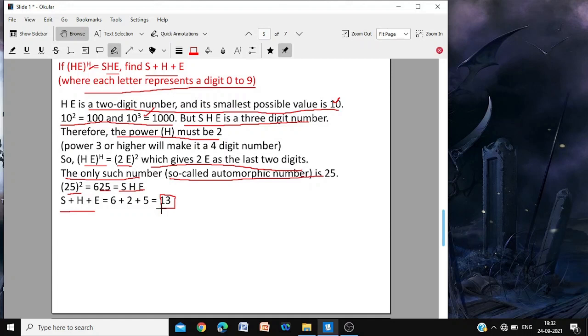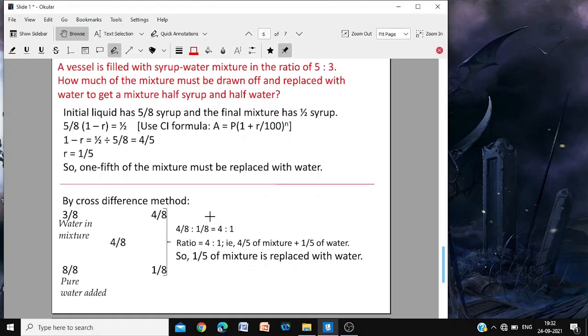Why did we take H as 2? Because a 2-digit number raised to power 2 will give you 3 digits, but a 2-digit number raised to any other power would give you either 4 or 5 or some other number of digits. So if you want a 3-digit number, the power must be 2. Now let us see the next one.